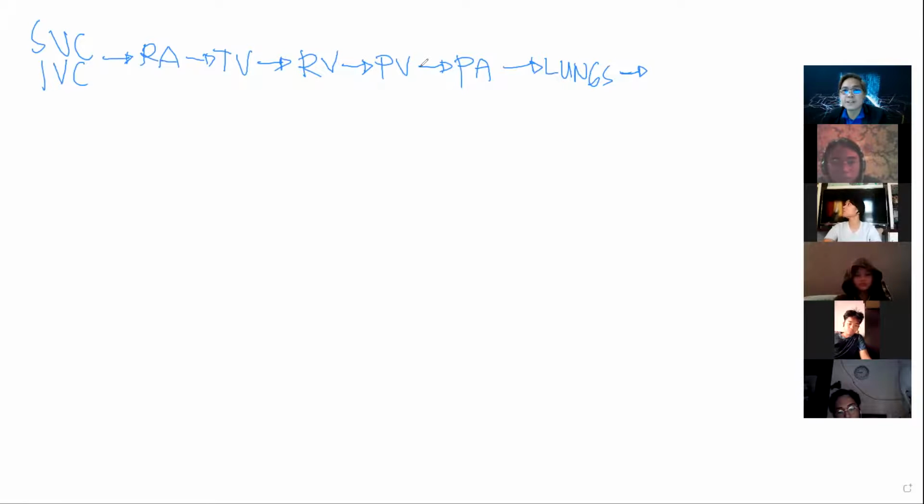Now from the lungs, your blood is carrying oxygen, or oxygenated blood, or oxyhemoglobin. It will return to the heart. The blood will return to the heart through what?